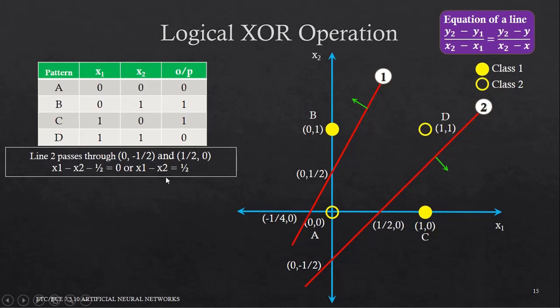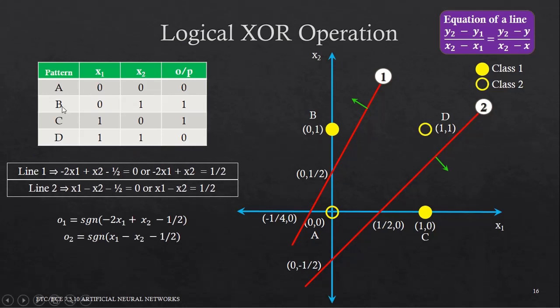The two TLUs in the first layer of pattern space can be implemented as O1 equals signum of minus 2x1 plus x2 minus half, and O2 equals signum of x1 minus x2 minus half. It will look like this.